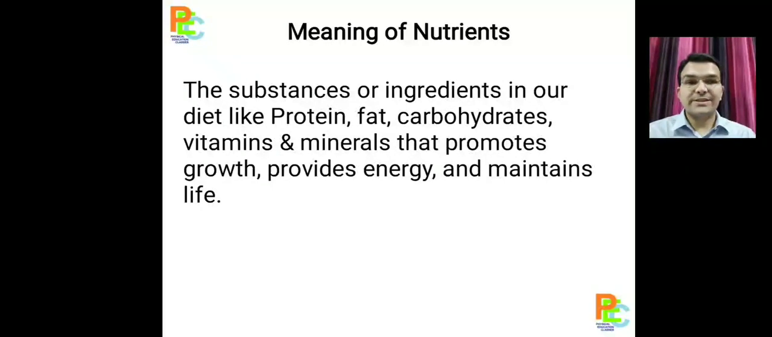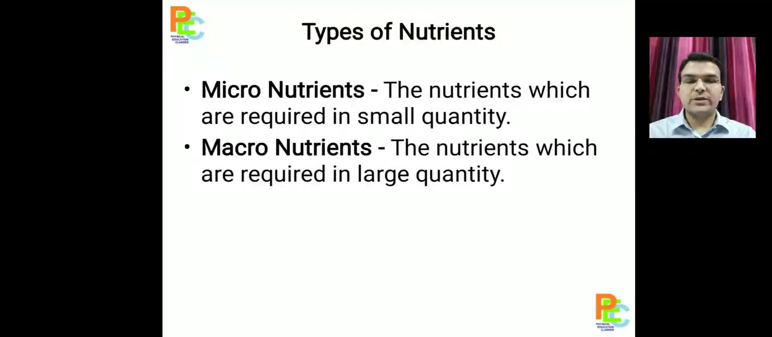Now, what are nutrients? Nutrients are the components or ingredients or substances which are part of our diet, like proteins, carbohydrates, vitamins, minerals. All these are nutrients. They are part of our diet and they provide some kind of nutritive value to our body through diet. Now, we can categorize them in two categories.